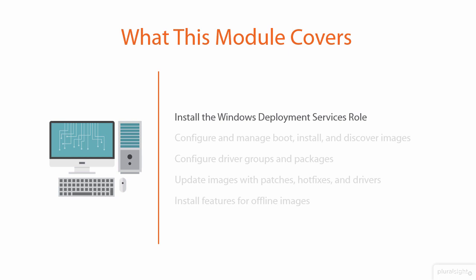We'll also talk about that initial configuration, as well as some of the PXE stuff that you have to set up that connects WDS with your DHCP services as well. We'll talk also about configuring and managing your boot, install, and to a lesser extent, your Discover images. These are the different kinds of images that WDS could potentially use for booting a machine, for installing an operating system. Now, you can't talk about installing the Windows operating system without talking about all the different driver groups and packages that you would want to install over the top.